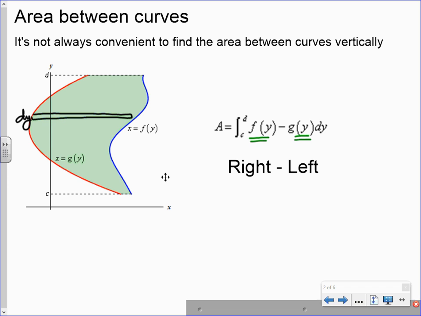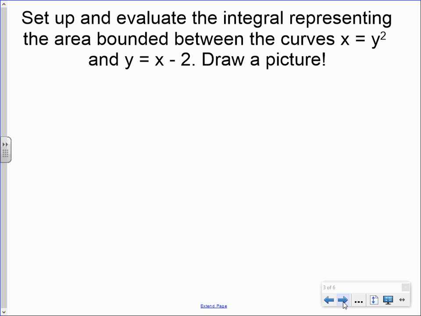Okay? So we're going to go back to our example from yesterday. This is the example that we did at the end of class. The region bounded by x equals y squared and y equals x minus 2. Go ahead and rewrite that down.